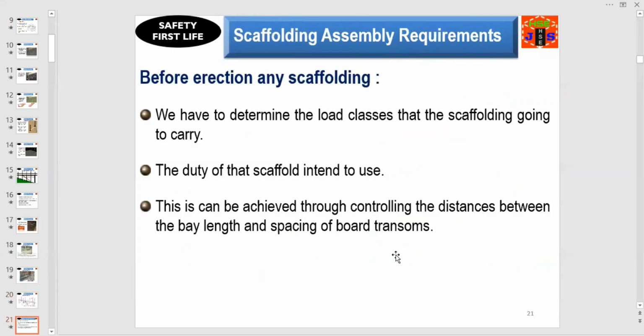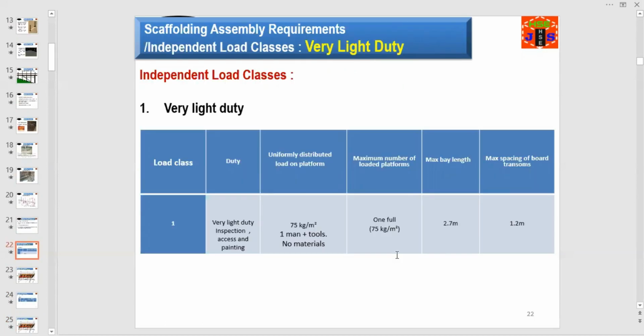Dear friends and fellows, before erecting any scaffolding, we have to determine the load classes that the scaffolding is going to carry, the duty that scaffold is intended to be used for. And this can be achieved through controlling the distances between the bay length and spacing of board transoms. Now we will discuss scaffolding assembly requirements.